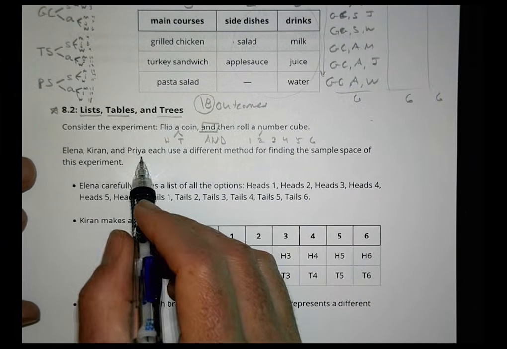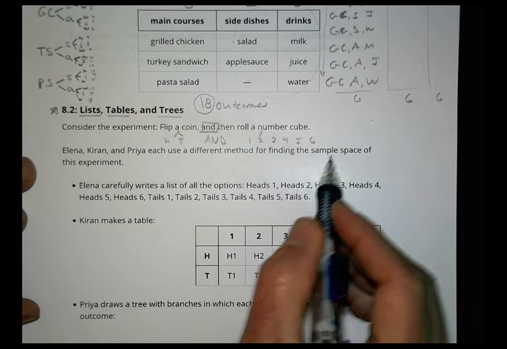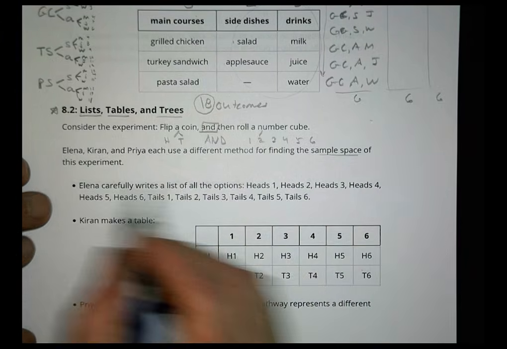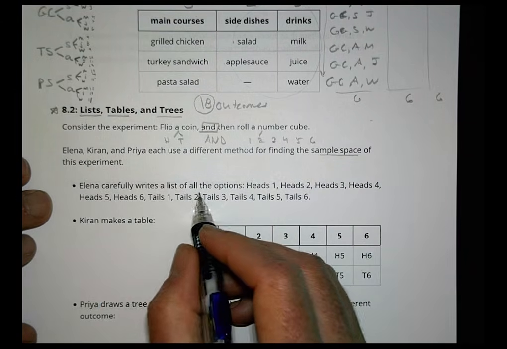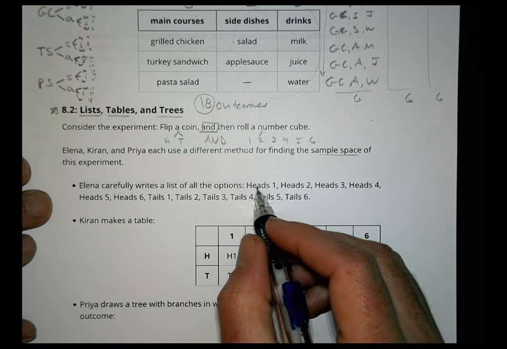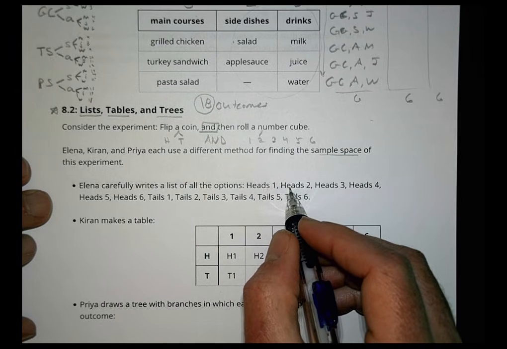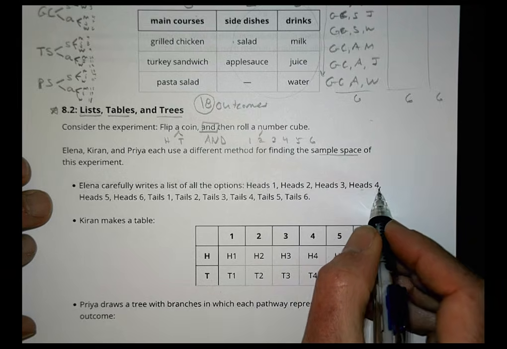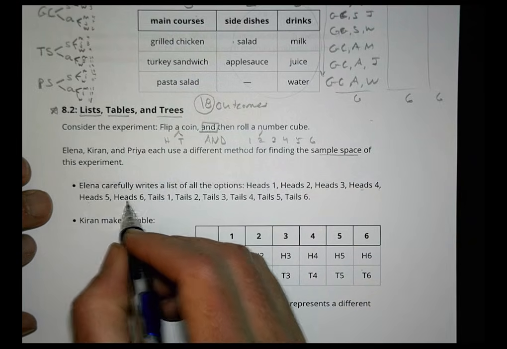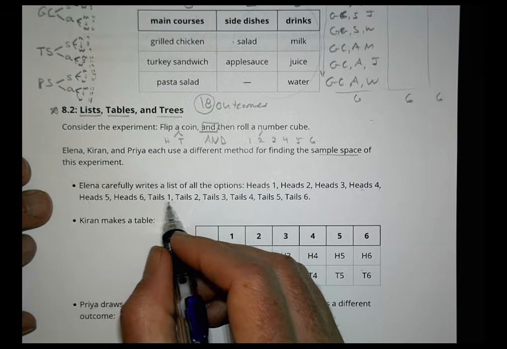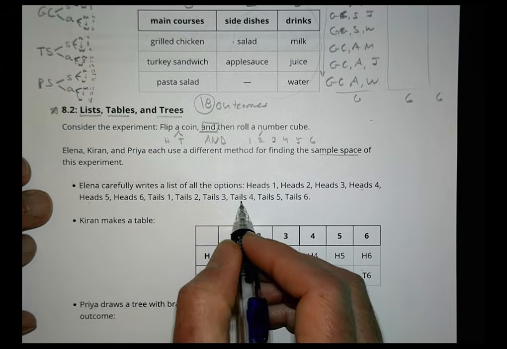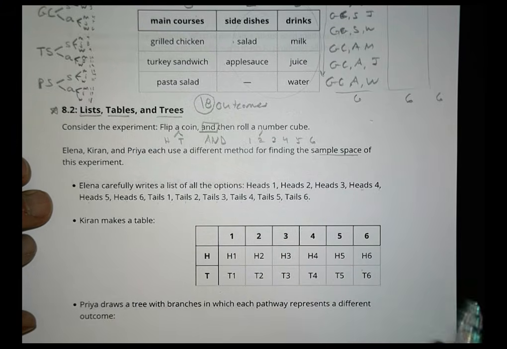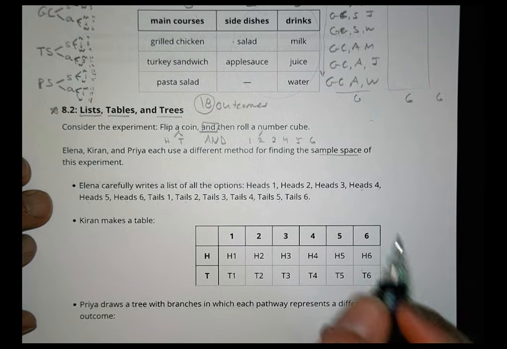In this experiment, Elena, Kieran, and Priya each use a different method for finding the sample space. Elena carefully writes a list of all the options. She flips a head and rolls a 1, flips a head, rolls a 2, flips a head, rolls a 3, flips heads, gets a 4, heads and a 5, heads and a 6, and then she can get tails and a 1, tails and a 2, tails and a 3, tails and a 4, tails and a 5, tails and a 6. Okay, that all works there.